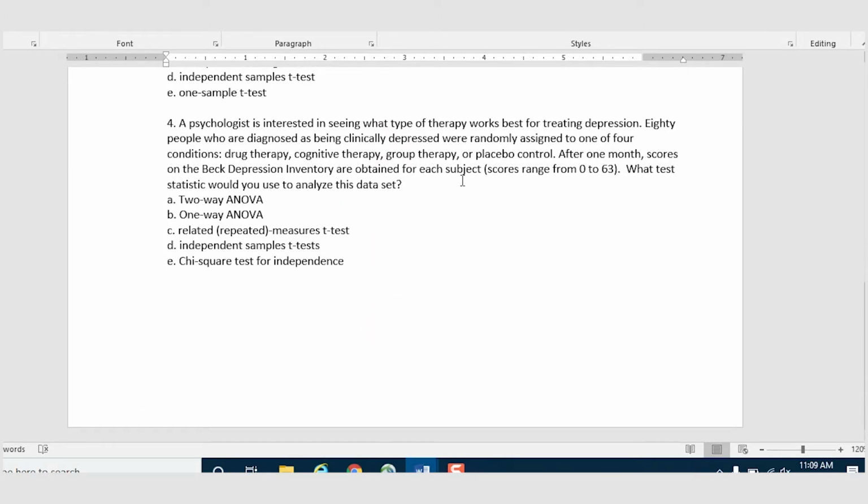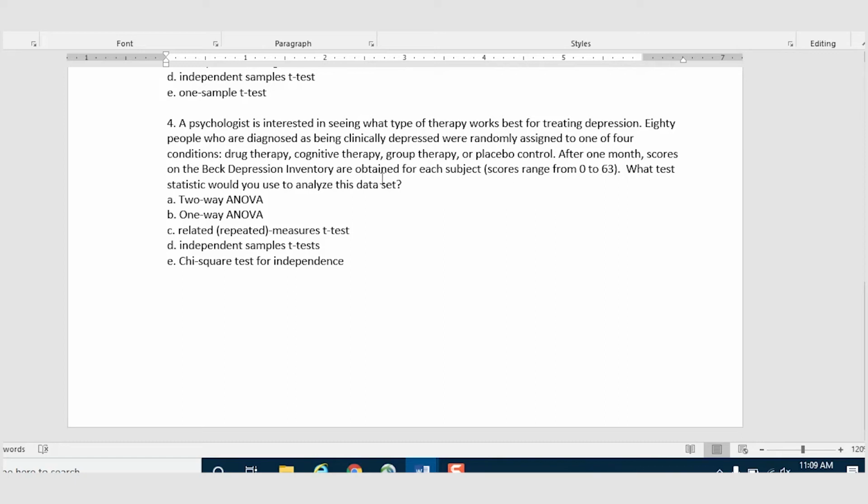A psychologist is interested in seeing the type of therapy that works best for treating depression. 80 people were diagnosed as being clinically depressed, randomly assigned to one of 4 conditions. So we've got drug therapy, cognitive therapy, group therapy, or placebo control. So you notice this, they were randomly assigned to one of 4 conditions. So the treatment is one of the independent variables, and it's got 4 levels to it. After 1 month, scores on the Beck Depression Inventory are obtained for each subject. So we're using the BDI as a dependent variable. Scores range from 0 to 63, so that would be on an interval scale.